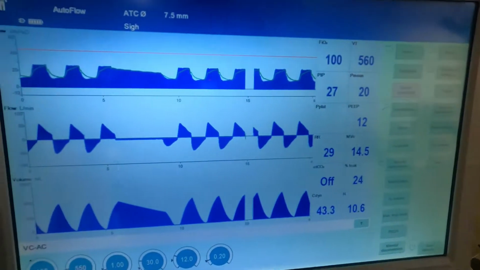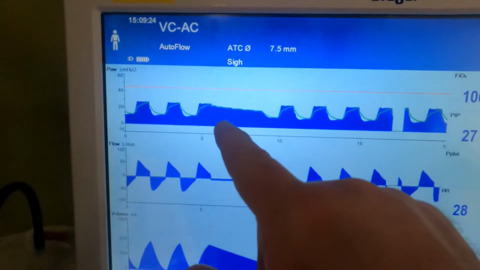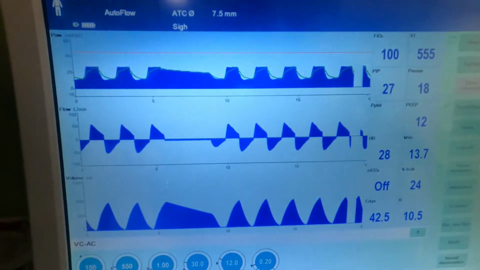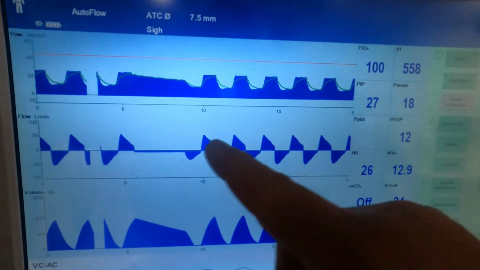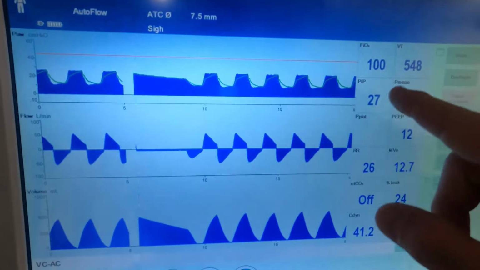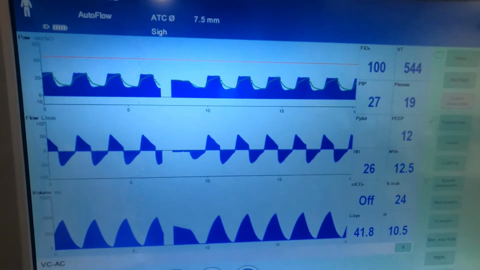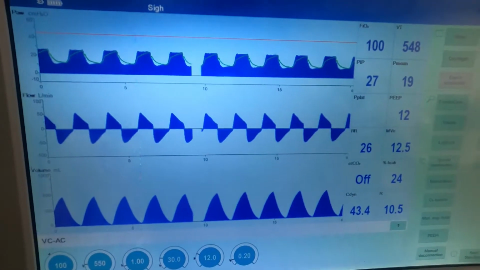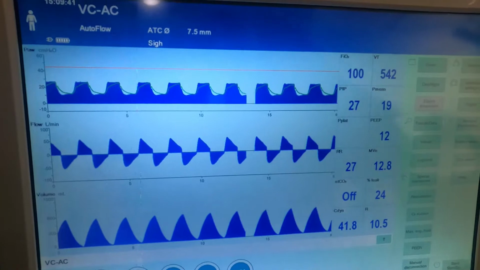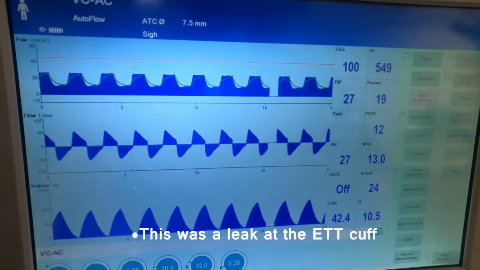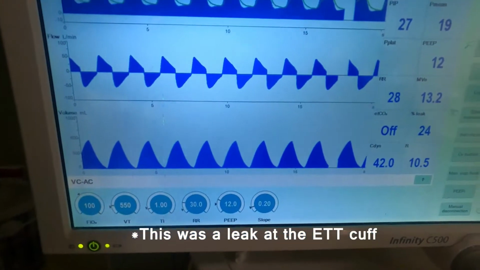So we have a leak somewhere. I can tell you that right now. You see that hold? It won't hold that in. So generically, our plateau is probably going to be, if I just ballpark it where I see it there, about 25-ish or so. But we have a leak somewhere. We have a leak either at the endotracheal tube cuff, could be, and if you notice, this is a pretty fast rate of 30.